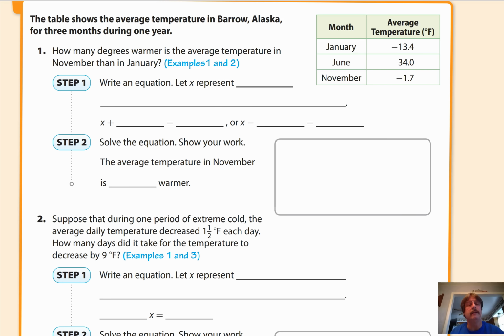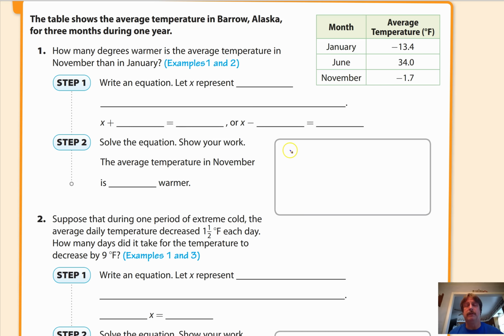So here in the guided practice, they're asking how many degrees warmer is the average temperature in November than in January. Intuitively, we're going to try to find the difference between these two, but we have to write an equation, and they kind of have it set up. So let x represent how much warmer the average temperature is in November than in January. We're going to say x plus January is going to equal November. You can put in those values there.